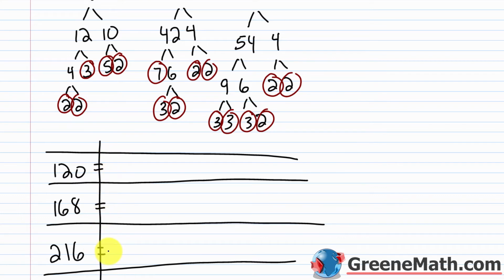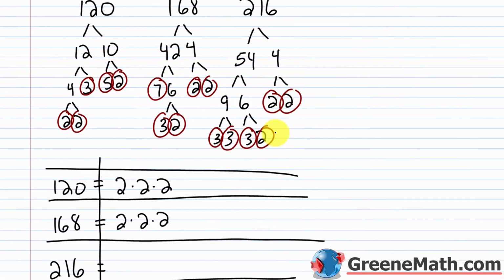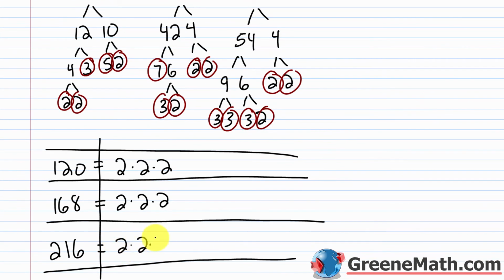Okay, so the prime factorization for 120: I have 2 times 2 times 2. And let me look at 168 now. So I have 2 times 2 times 2, so I have 3 factors of 2 there as well. And then in 216, I have 3 factors of 2 as well. So 2 times 2 times 2.